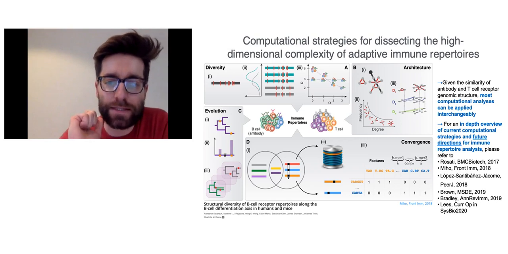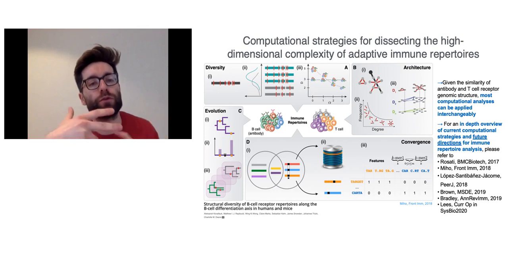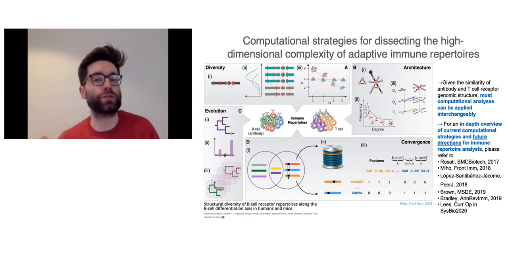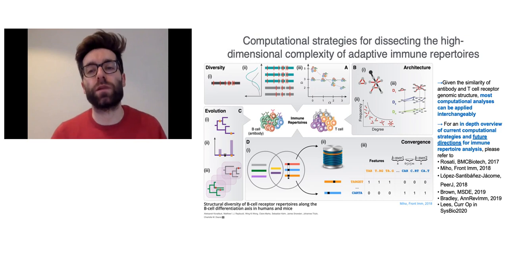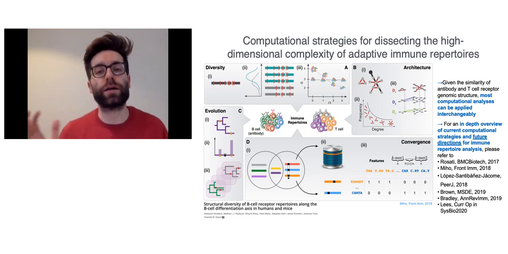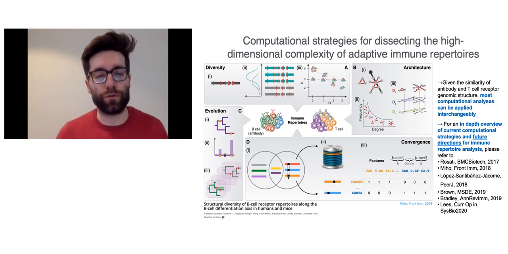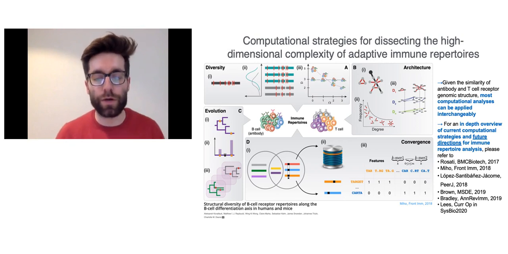This is an overview of the computational approaches or questions that you might have and for which computational approaches exist. So you might want to look into diversity, sequence similarity, or repertoire architecture in B, at clonal evolution in C, mostly for B cells, and then clonal overlap, also called convergence, which can be done both on the entire sequence level or, as shown here, on the k-mer level, on the subsequence level.